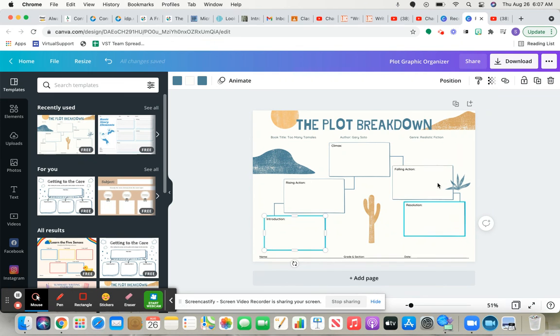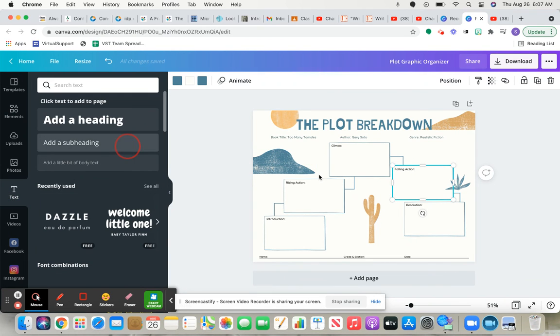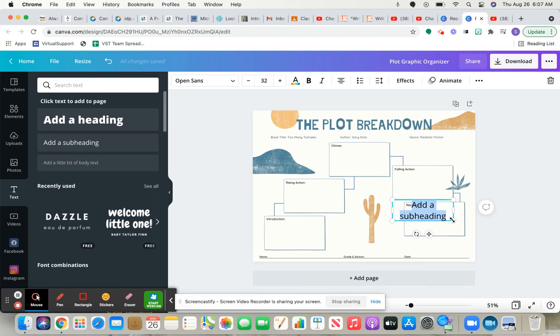And see if you can figure out what events take place in the falling action. So essentially, you're just going to type. You're not going to have this. This is how I design my presentations for you. But you're going to type in. This will be in a Google Slides.